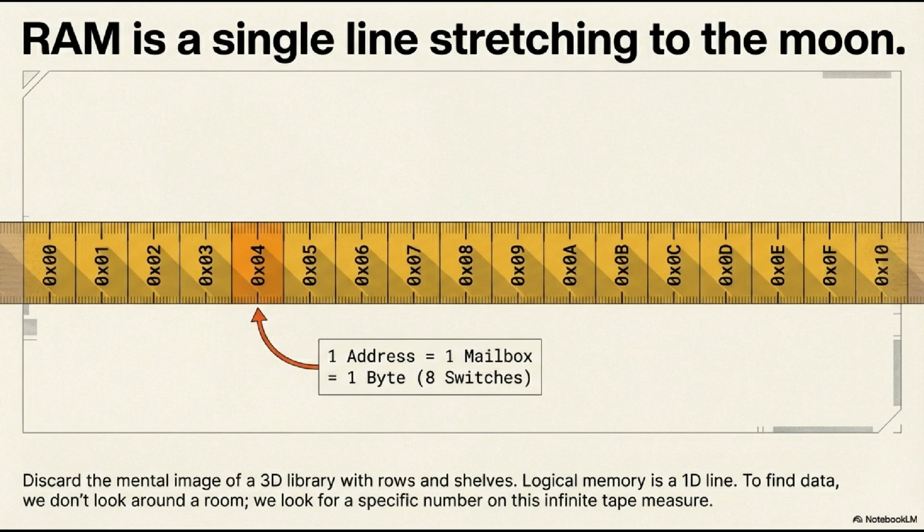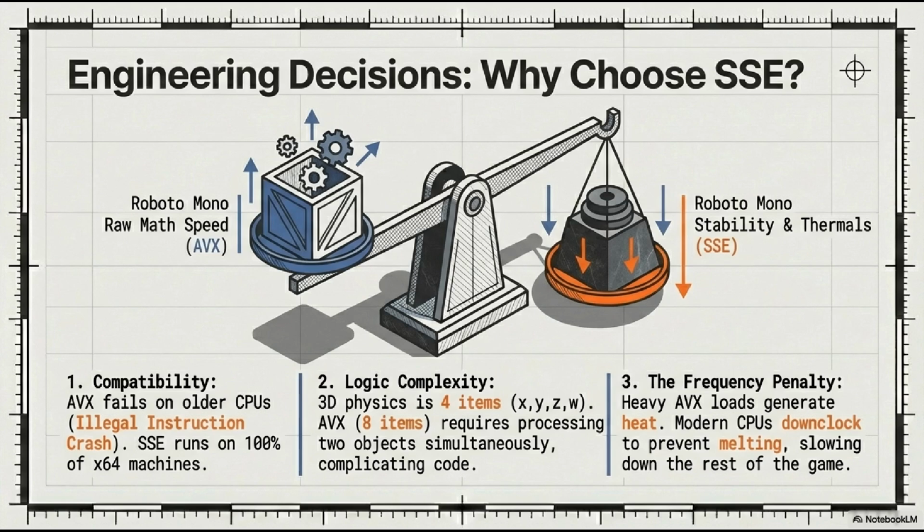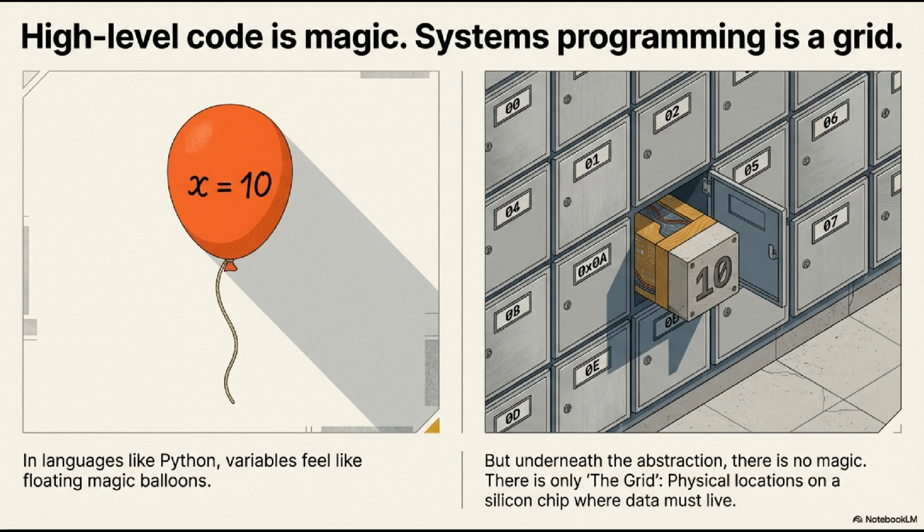16 bytes. So wait, I have to ask the obvious question. In 3D space, we only have 3 dimensions. Height, width, depth. What is W? Are we just adding garbage data? Is it just wasted space? That is a fantastic question. Is it just padding, like stuffing foam into a shipping box to make everything fit tightly? Or is it actually useful? And the answer is it's both.